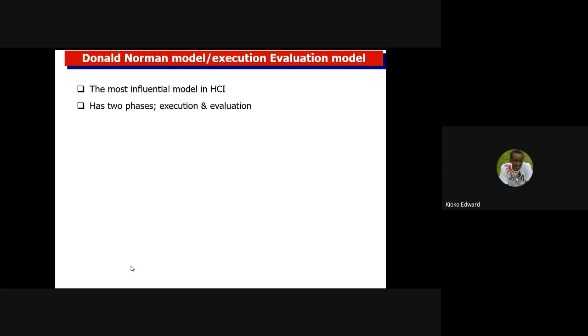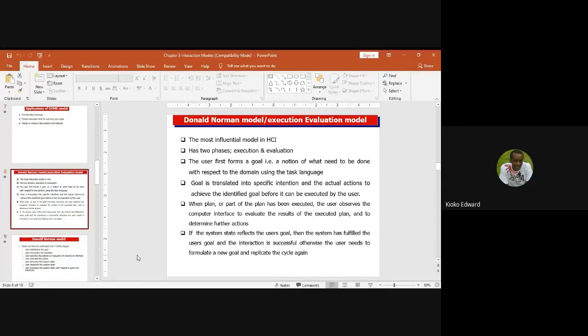Just like the name, we do have two phases. The first phase will be the execution part, whereby the user will submit their requirements on the interface. Then those requirements will be interpreted by the system. After the interpretation, the system shall be in a new state, and at that point, we can now do some evaluation. We can judge, has the execution been successful or has it been a fail?